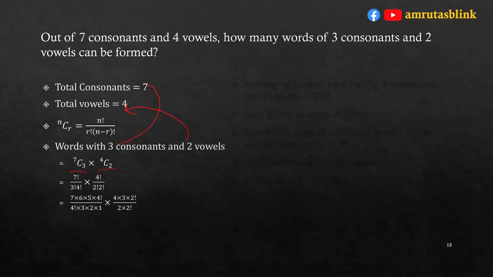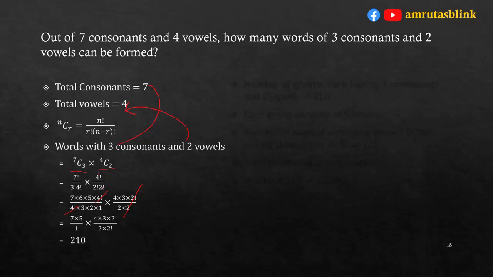So if we simplify this, 7 factorial upon 3 factorial into 4 factorial into 4 factorial upon 2 factorial into 2 factorial, that is 7 into 6 into 5 into 4 factorial upon 4 factorial into 3 into 2 into 1 into 4 into 3 into 2 factorial upon 2 into 2 factorial. So we have 7 into 5 into 4 into 3 into 2 factorial upon 2 into 2 factorial.